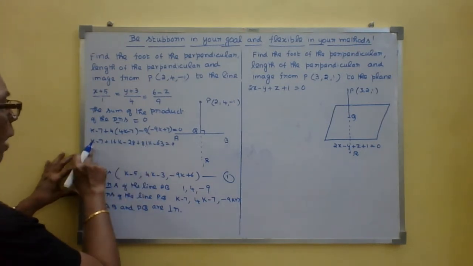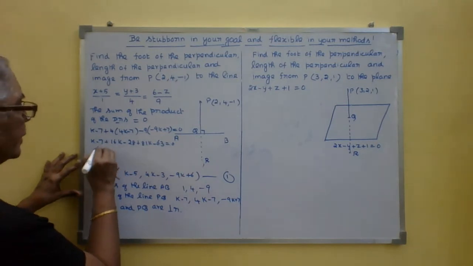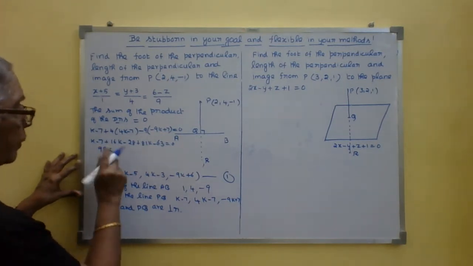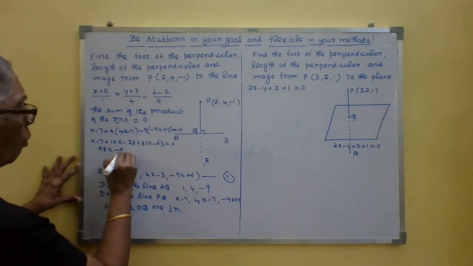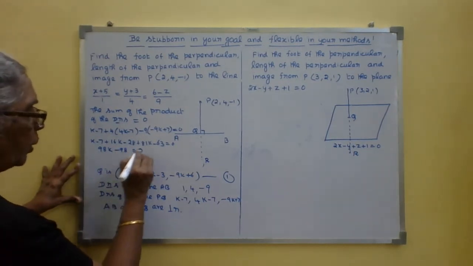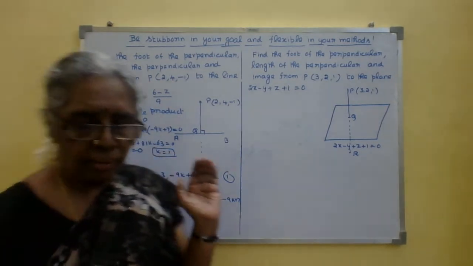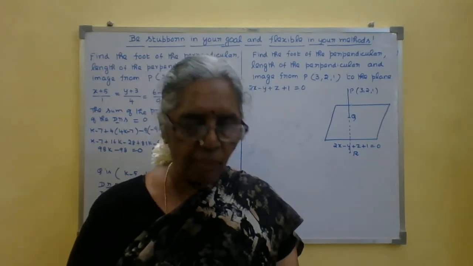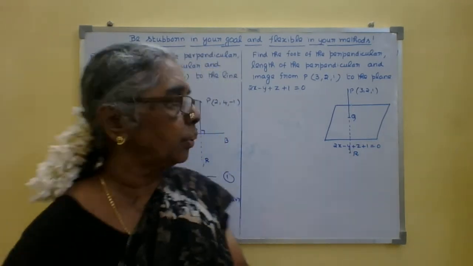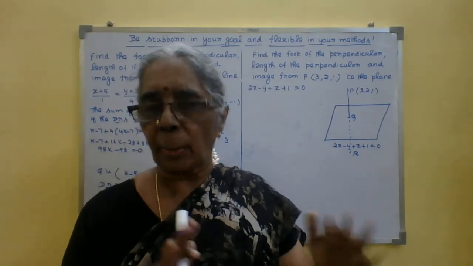81, 1 and 16. Okay, 81 plus 1, 82 plus 16 is 98k. 28 plus 7 and 63, everything is in minus. So minus 98 is equal to 0. So I will get k is equal to 1. So here I have used the concept, the two lines are perpendicular, therefore sum of the product of the drs is equal to 0. I found the value of k. Let me stop. That is one stage for me, right?